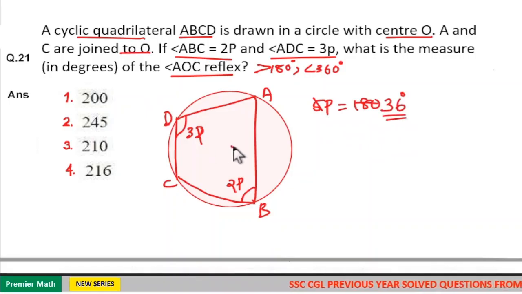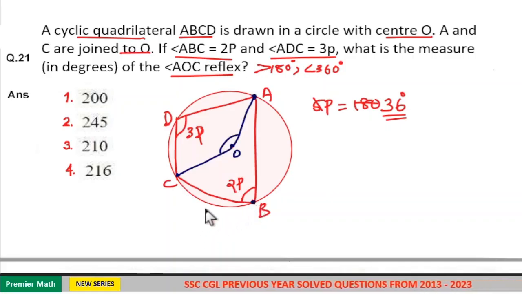Now, angle AOC is created at the center of the circle. This is center O. Angle AOC is created at the center of the circle by this arc AC. Now the same arc can create half of this angle AOC at the remaining part of the circumference of the circle. Point B is on the remaining part of the circumference, which means this angle is equal to half of angle AOC. That is 2P is half of AOC. Then AOC is equal to double of 2P, that is 4P.